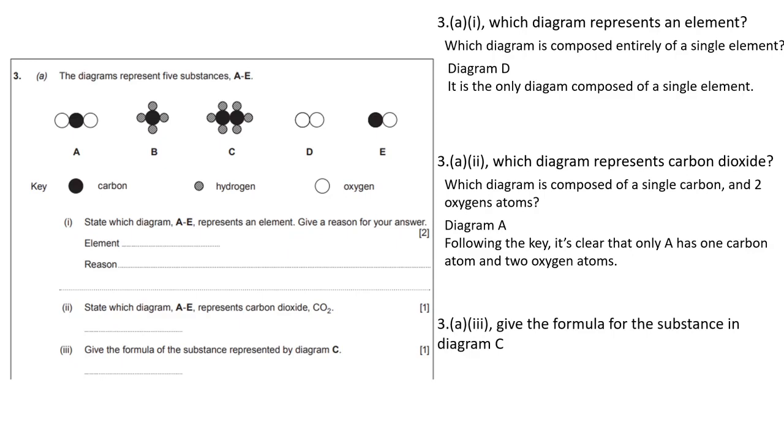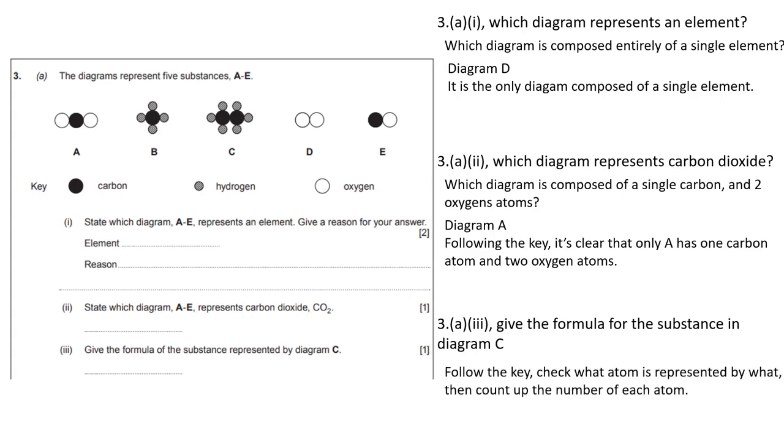Part 3. Give the formula for the substance in diagram C. Following the key, it is relatively simple to answer this question. Understand which circle is representing which element, and then tally them up. So you should get the answer. There are 2 carbons, 6 hydrogens, giving the formula C2H6.